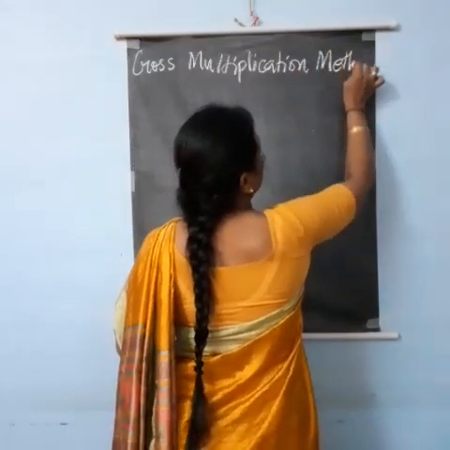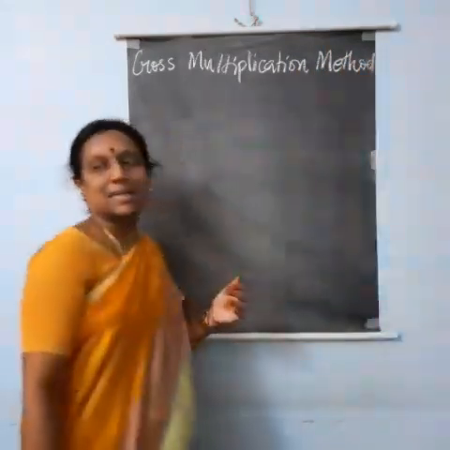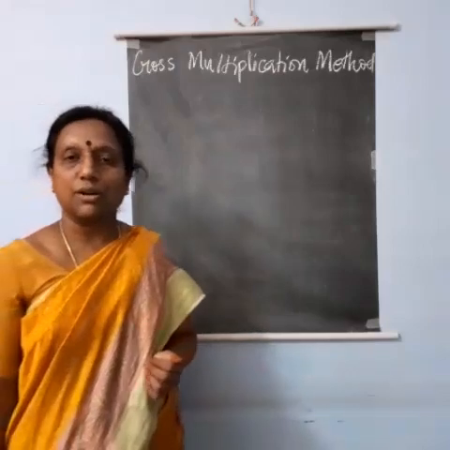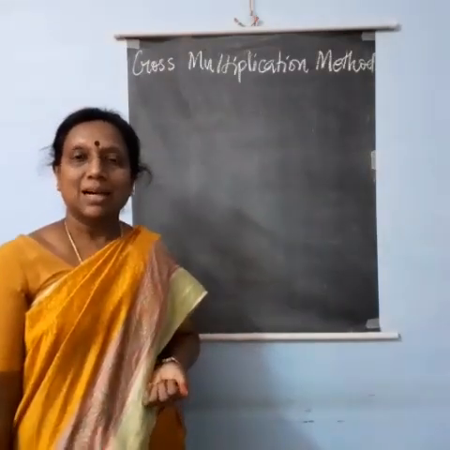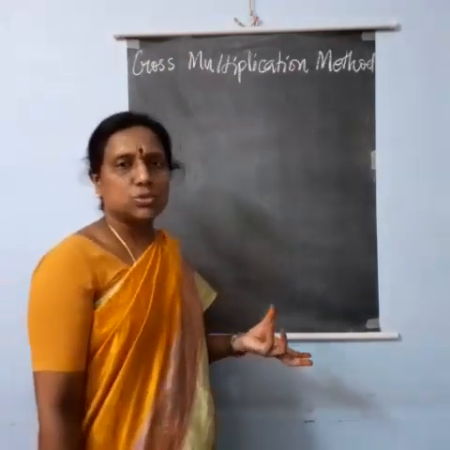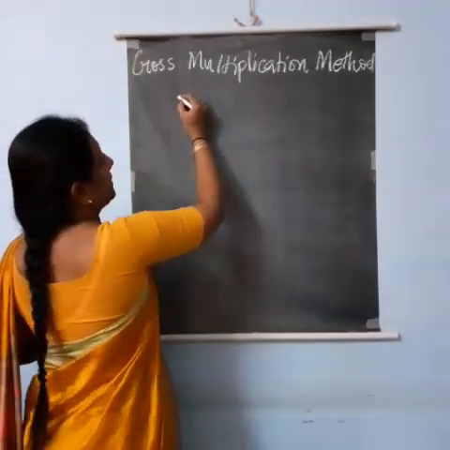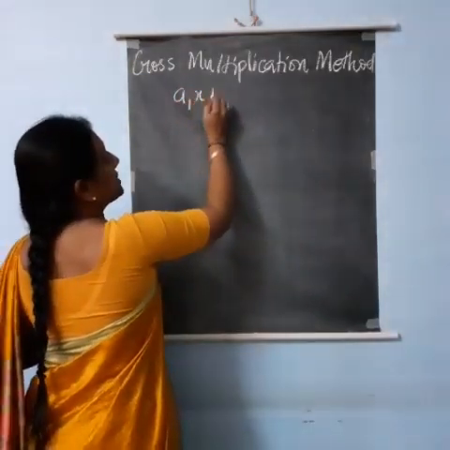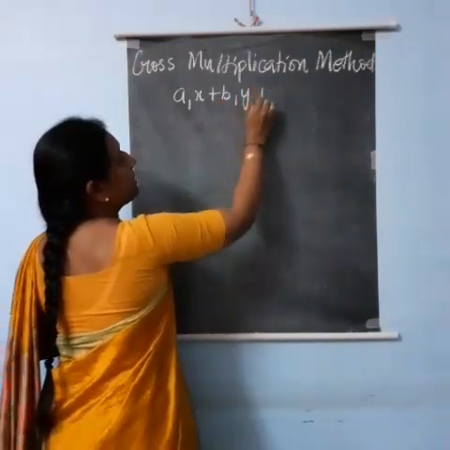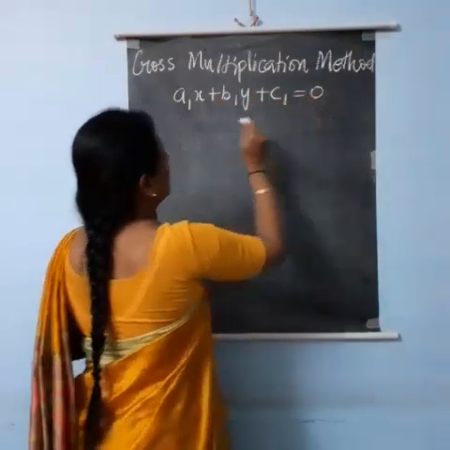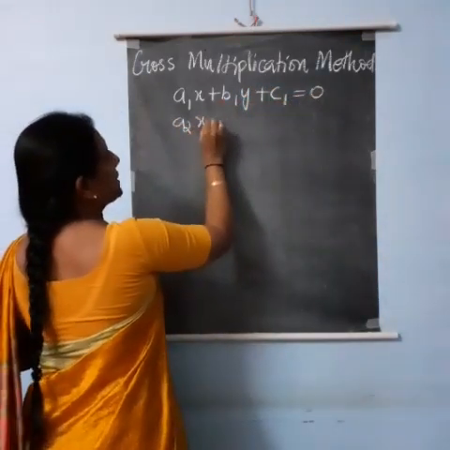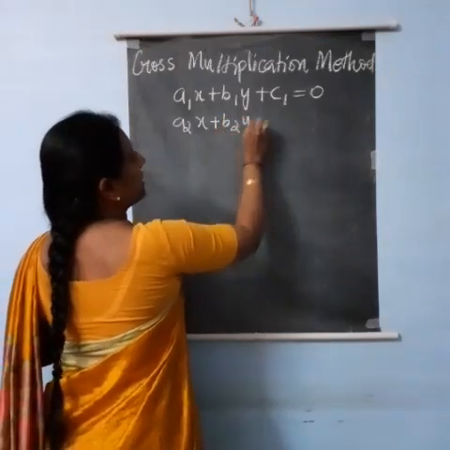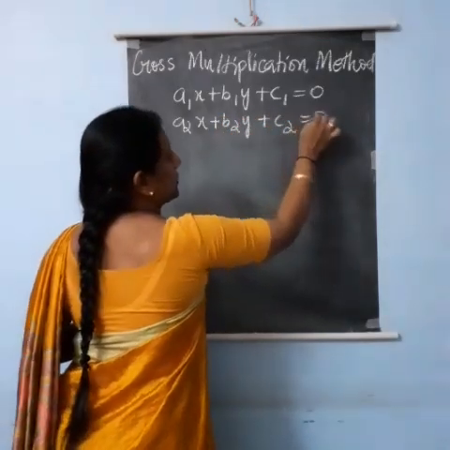Now, the cross multiplication method is an important method for the solution of a pair of linear equations. Okay, let us see the two equations in the standard form, which will be a1x plus b1y plus c1 equal to 0 and a2x plus b2y plus c2 equal to 0.